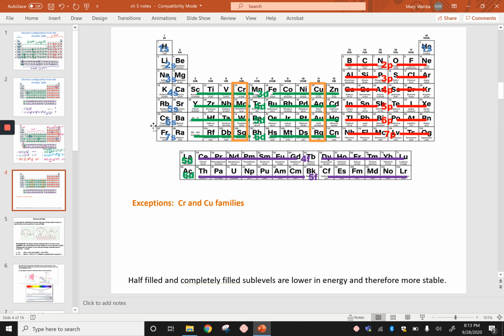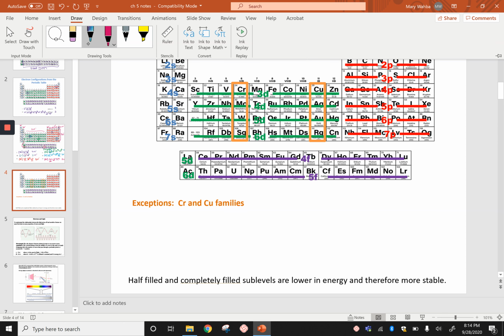All right. The last topic here is the chromium and the copper family exceptions. The rules for these electron configurations are man-made, right? We observe the electrons fill up these orbitals, and we try to come up with a system that fits nature, how electrons actually fill up these orbitals. There are always exceptions though, and we're only looking at a few of them, not all of them, but the chromium family and the copper family seem to show an exception. So let's talk about that exception.